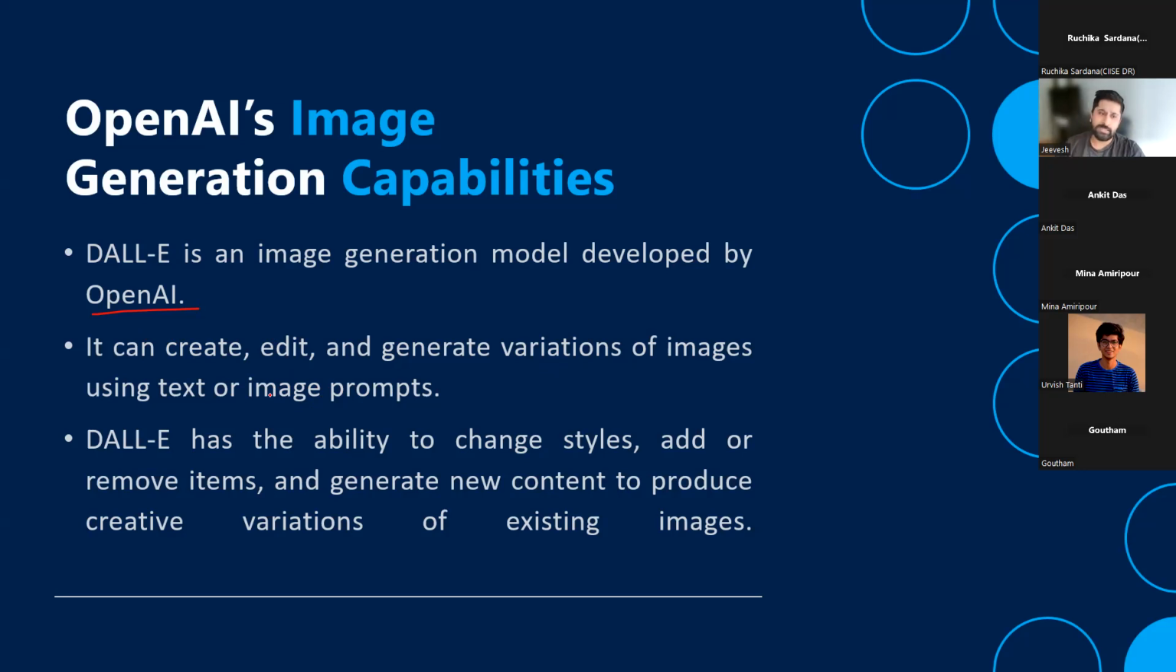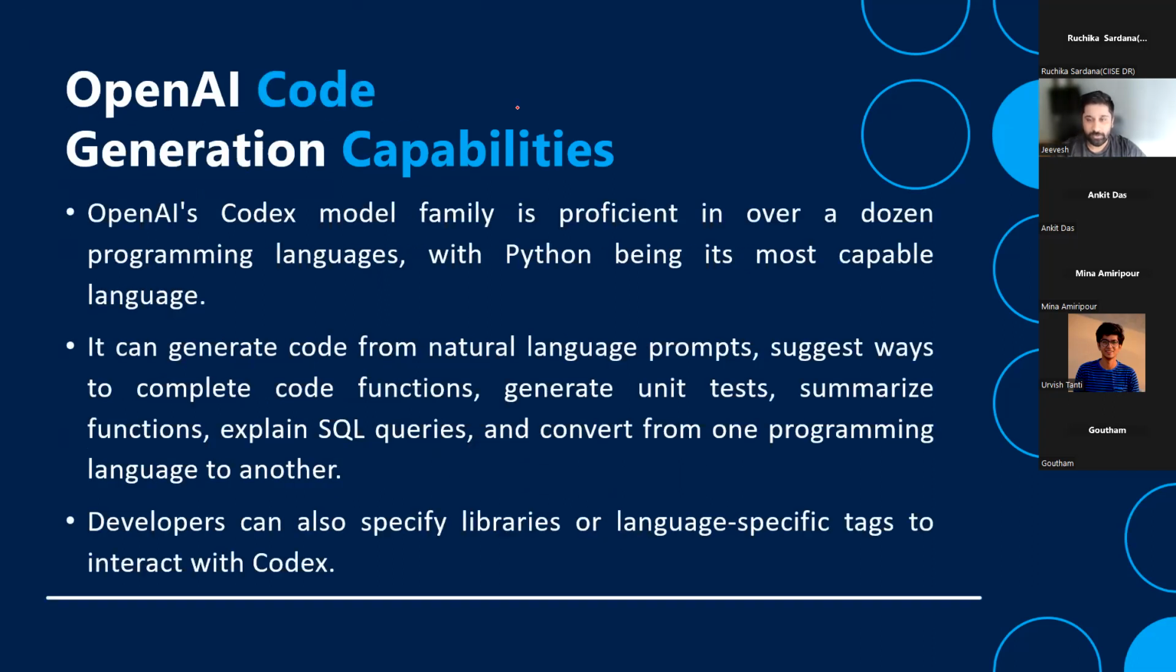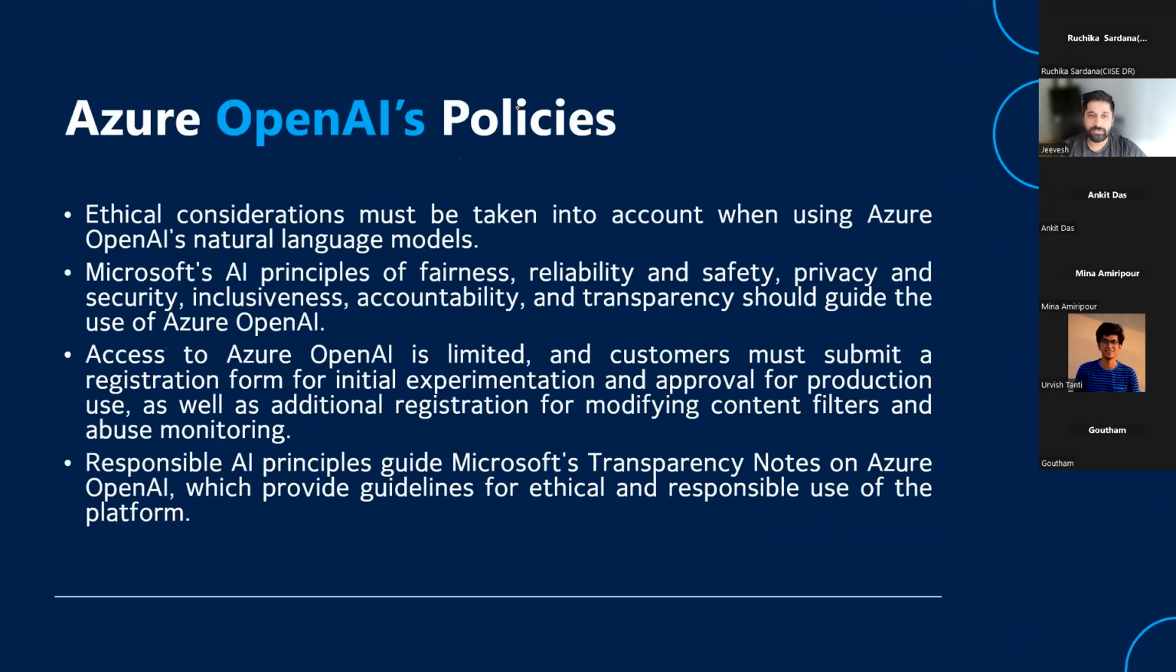Now, I think this is related to something which got very popular a few months ago, where people were creating their avatars using their images. They used to upload an image to an application that charged some amount of money, and it used to take like 30 images and create avatars for you, and people were posting them. So that got really famous. That is the kind of capability we're trying to talk about here. DALL-E has the ability to change styles, add or remove items, generate new content, and produce creative variations of existing images. So what we are looking at right now is, first, it can generate code for us. Second, it can generate images for us.